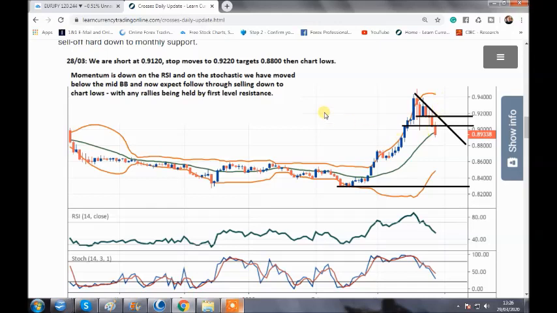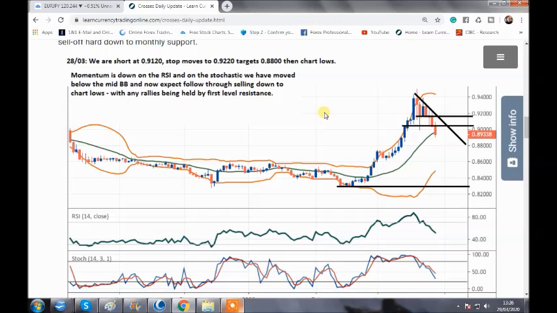I think in these markets you have to move pretty quickly because volatility is just so high. But in this pair, so far, so good. I think we should easily get to chart lows, and possibly down to the 80 level. So a long way to run on the downside if our view proves correct.